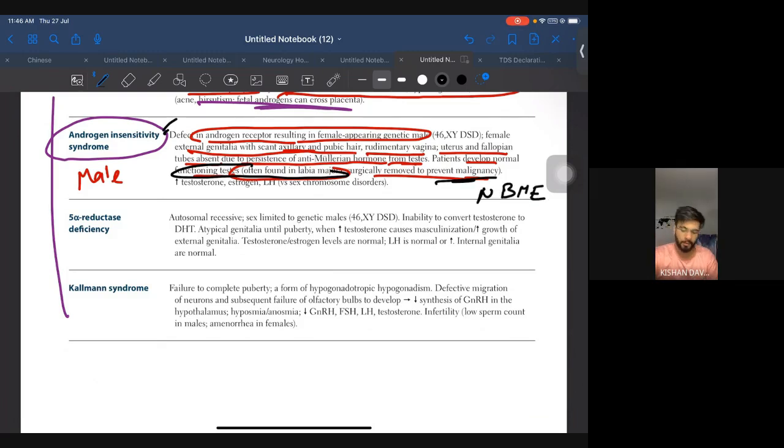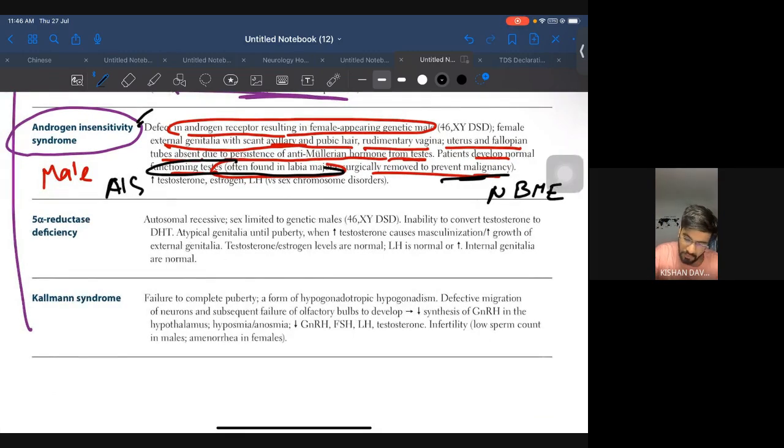So if they're asking you about AIS, androgen insensitivity syndrome, consider a male with ambiguous genitalia, external like a female, and internal partly male and female both. Basically he is a male in a female's body. All right. The lab values are increased testosterone, estrogen, and LH. This you have to remember.